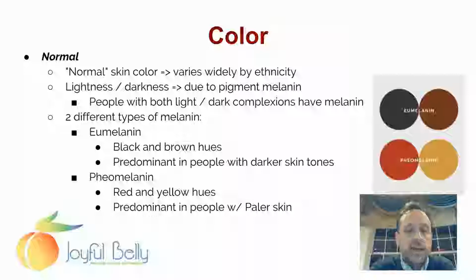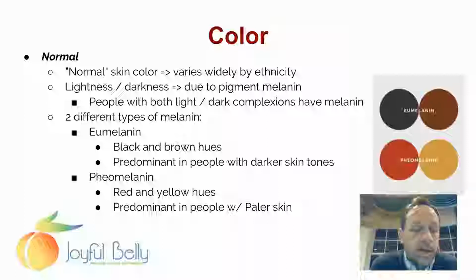The lightness and darkness of the skin is due to the pigment melanin. And people who have both light and dark complexion have melanin. And you say, well, how could both have it if melanin is what makes the skin dark? How can a person with light skin have melanin? And the answer to that is that there are two different types of melanin.